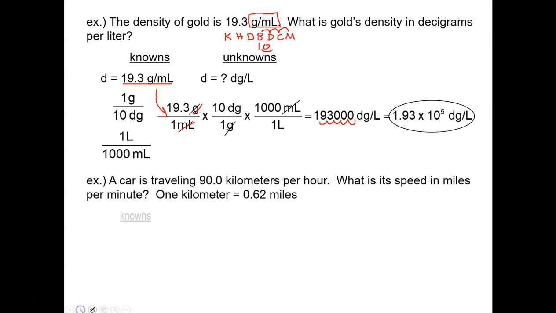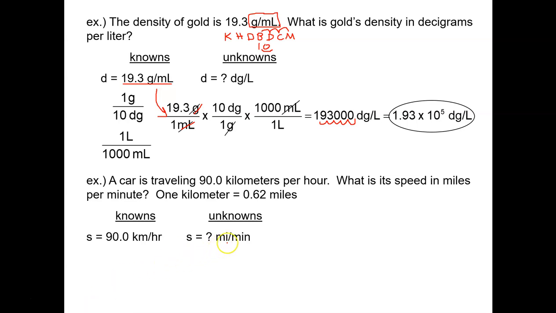Let's write out what we know. Well, we know that the speed of the car is originally 90.0 kilometers per hour. I also know something else, so we'll come back to that in a second. What's my unknown? What are they trying to find? Well, we're still trying to find speed. We just want to convert the units into miles per minute instead of kilometers per hour.